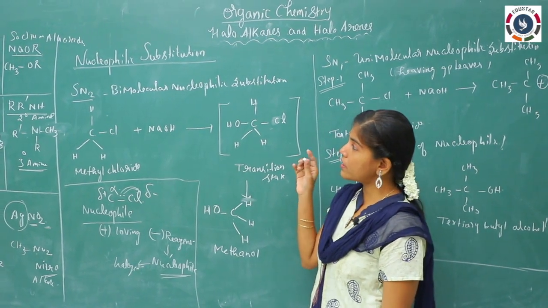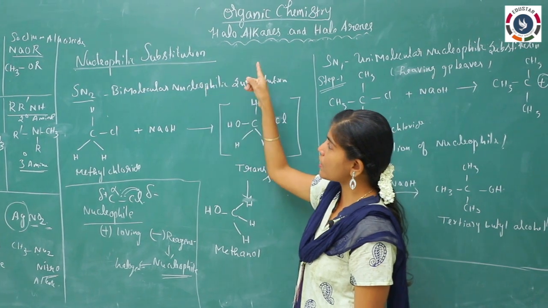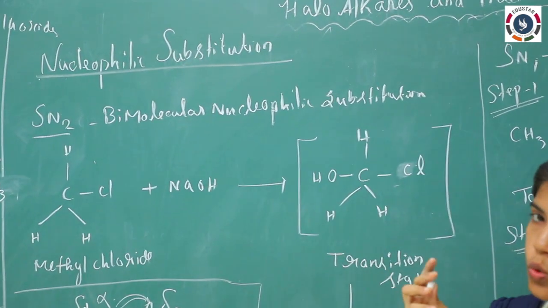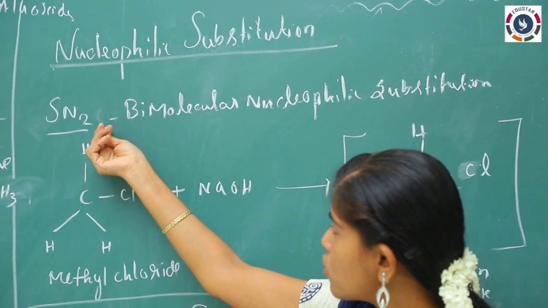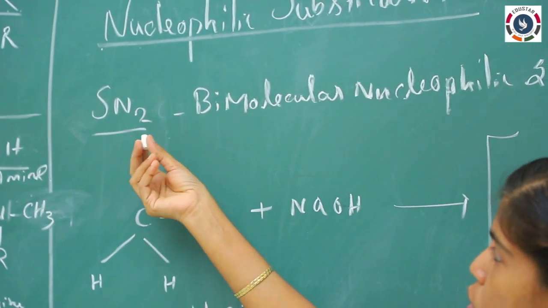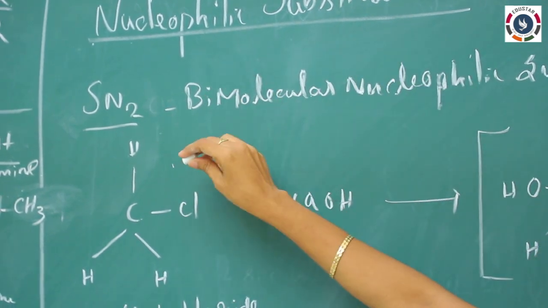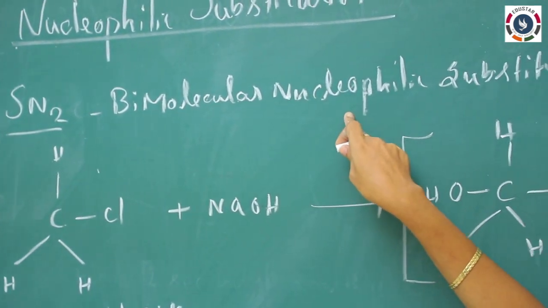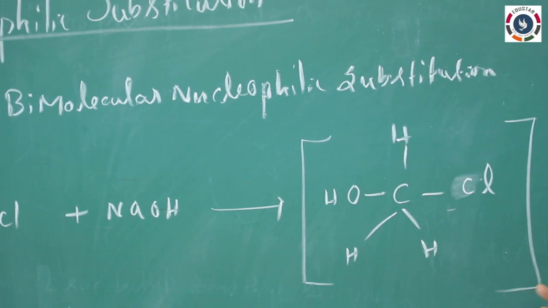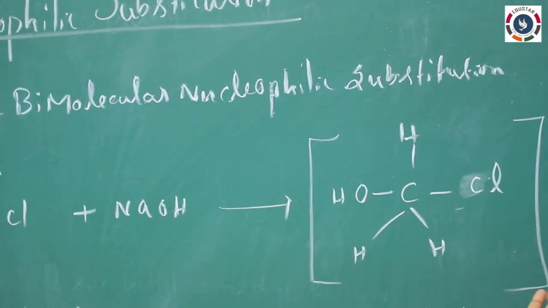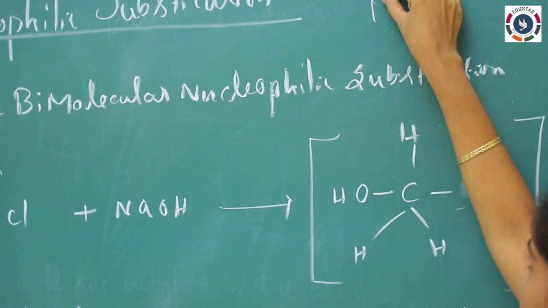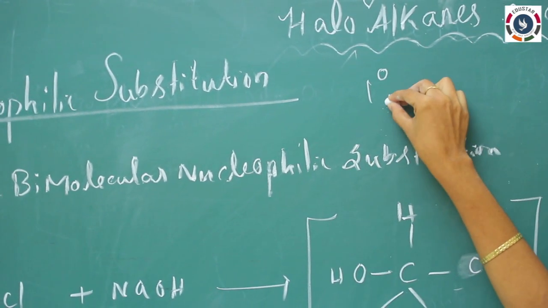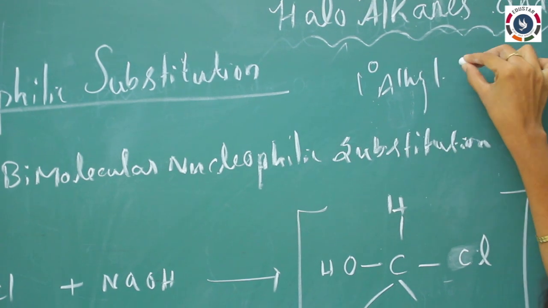Now let us start with the nucleophilic substitution reactions. There are two types of nucleophilic substitution reaction. One is the SN2 reaction. What is the SN2 reaction? The full form is bimolecular nucleophilic substitution reaction. Here, for illustrating this SN2 reaction, I am going to take a primary alkyl halide.